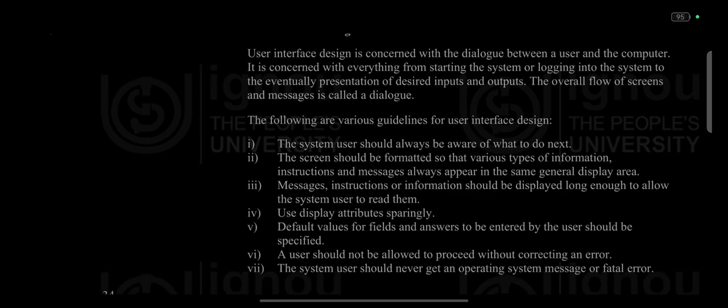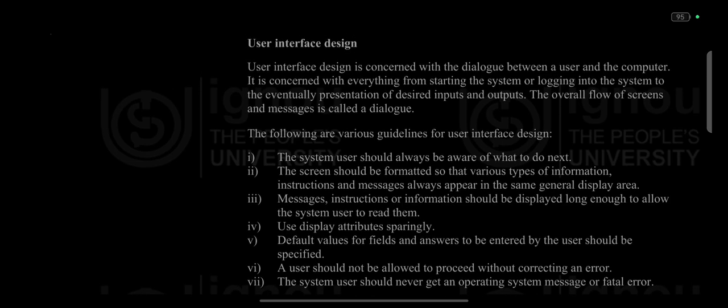User interface design. User interface design is concerned with the dialogue between a user and the computer. It is concerned with everything from starting the system or logging into the system to the eventual presentation of desired inputs and outputs. The overall flow of screens and messages is called a dialogue. The following are various guidelines for user interface design. The system user should always be aware of what to do next.